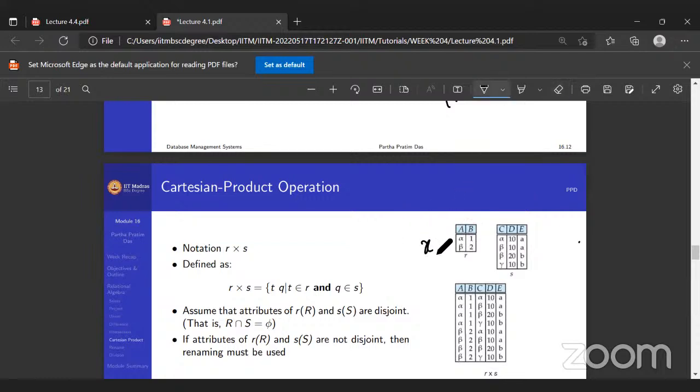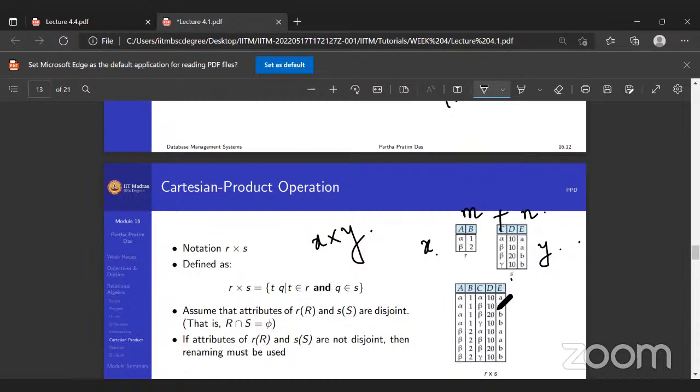So one thing you have to notice about the Cartesian product is the number of tuples. If the number of tuples in R is X and in S is Y, then the number of rows is X into Y. And if the number of columns is M and the number of columns is N, then M plus N is the number of columns in the result.